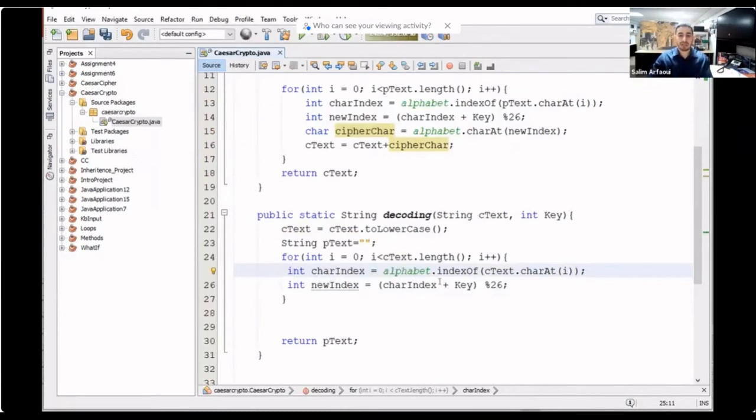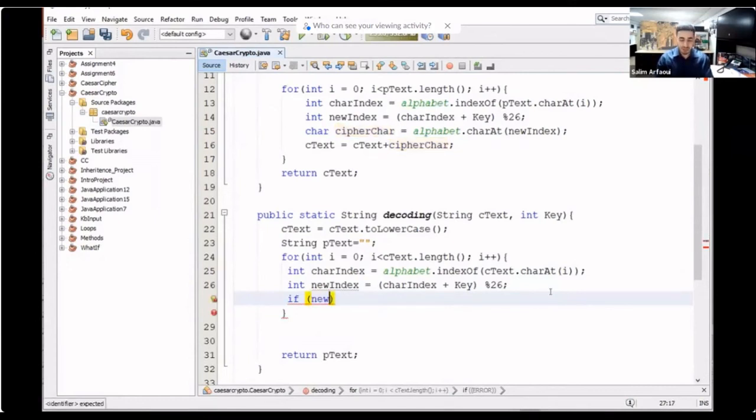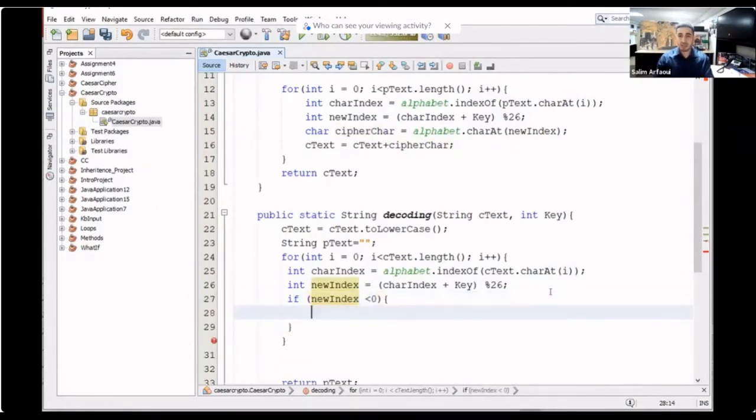Okay, so that is okay. New index equals char index. And the next thing is that we're going to have an if statement that's going to find out if the index that we found is actually less than 0, because if so, it may end up giving me a negative index, and this is a validation step here. So if new index is less than 0, what should I be doing?